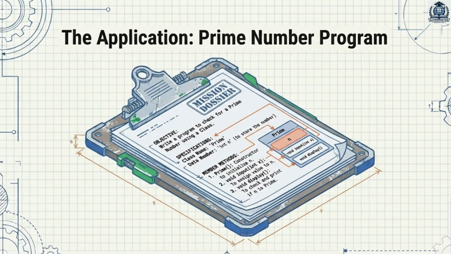Prime number program built using a class, turning theory into practice. A class Prime stores the number n, uses a constructor to initialize it, accepts input through a method, and runs logic to check divisibility. Finally, a display method prints whether the number is prime, proving how data, constructor, and methods work together to solve a real problem.